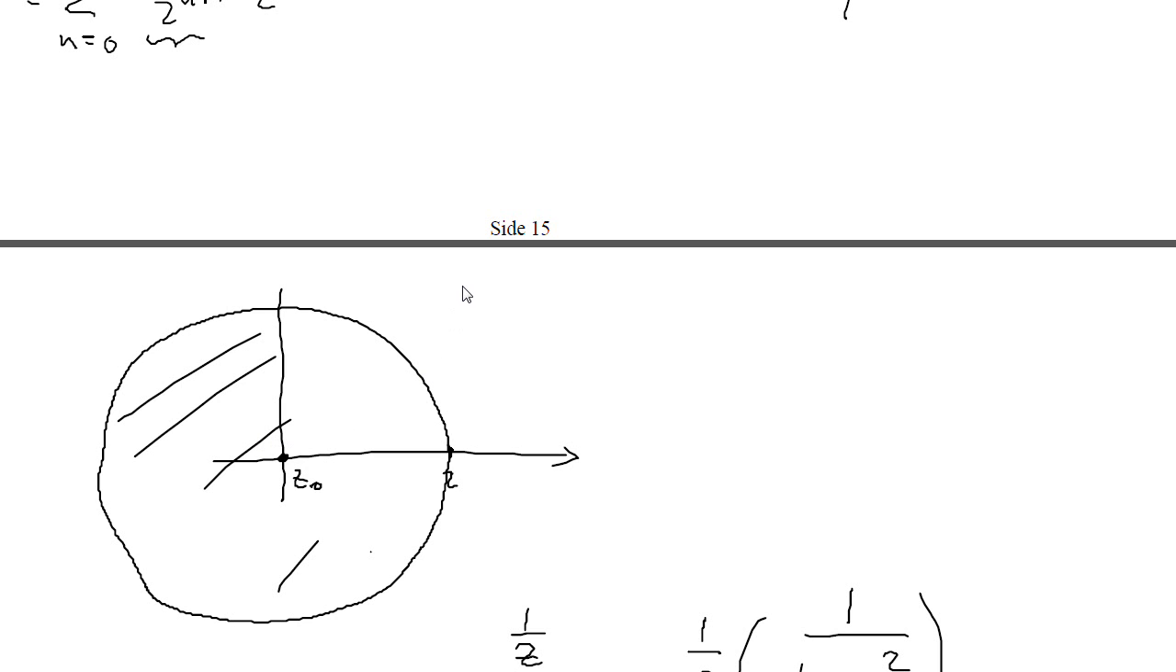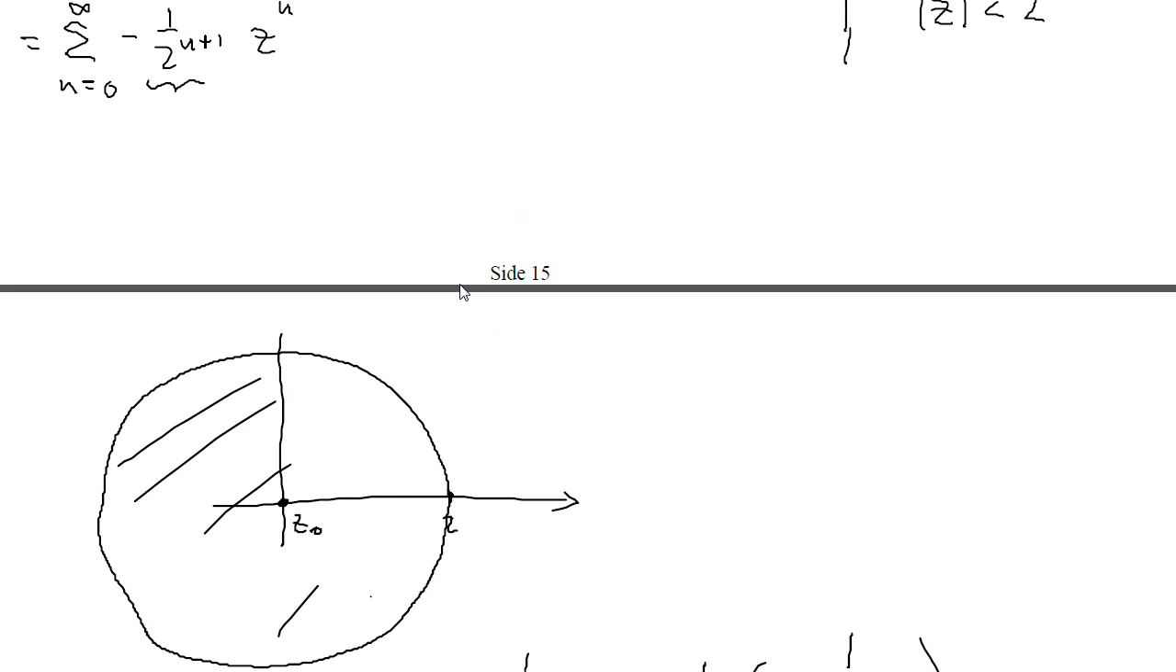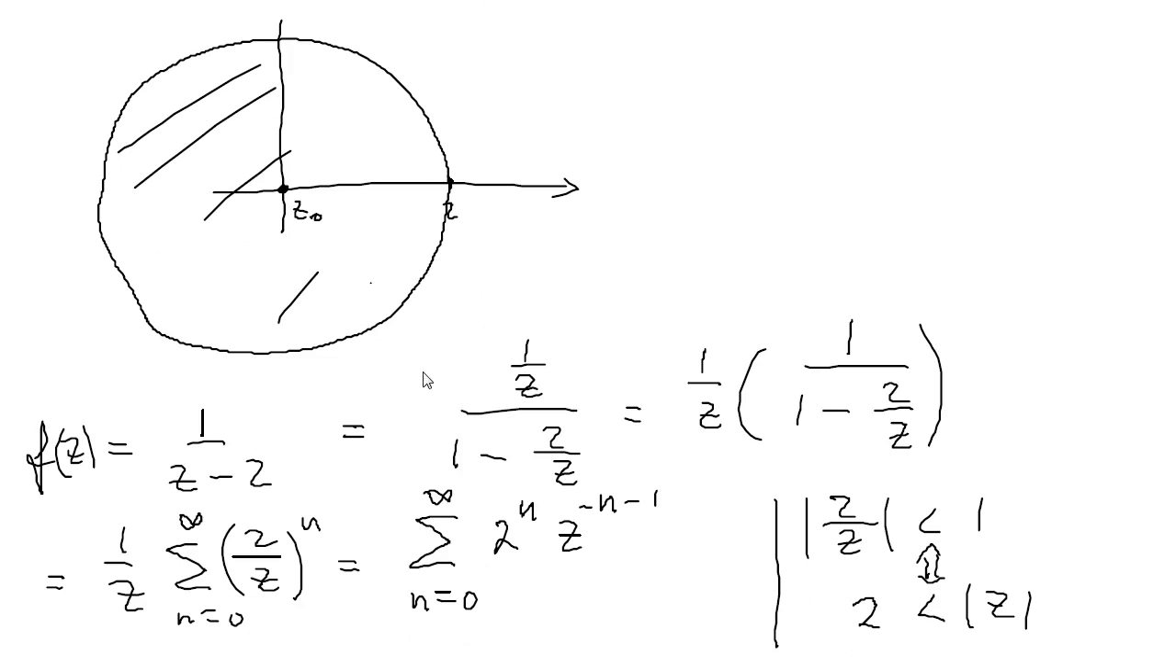In order to find the Laurent series expansion in the remaining part of the complex plane, we do as above. We start with the expression of f of z, which is equal to 1 over z minus 2, and divide by z in the numerator and denominator. And what do we get then? Well, we obtain 1 over z over 1 minus 2 over z.